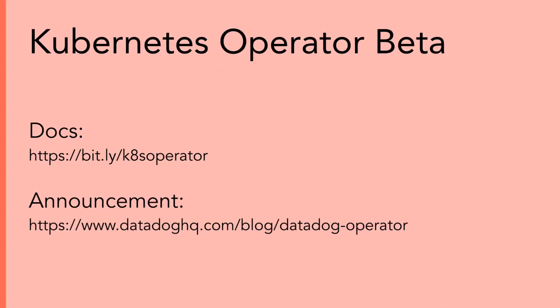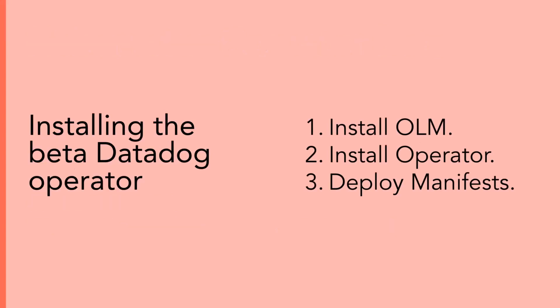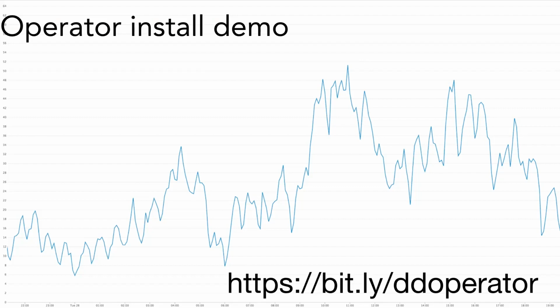Note that we're talking about a public beta, but the Kubernetes operator from Datadog allows you to install our cluster agent, node agents, and cluster check runners from a single manifest. And as you'll see, the installation is very straightforward. This is primarily due to Operator Hub. So first what we'll do is we'll install the Operator Lifecycle Manager, OLM. Then we install the operator. The last step is to deploy the Datadog manifest to our cluster. So what we'll go over is a quick demo of what that looks like.